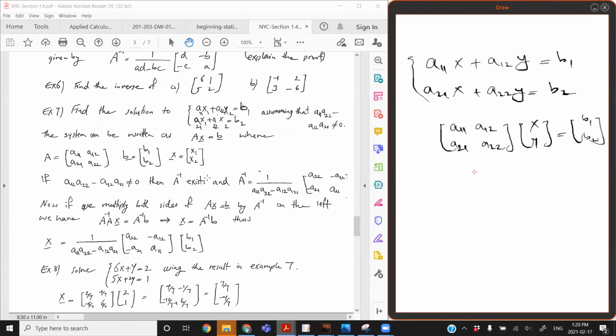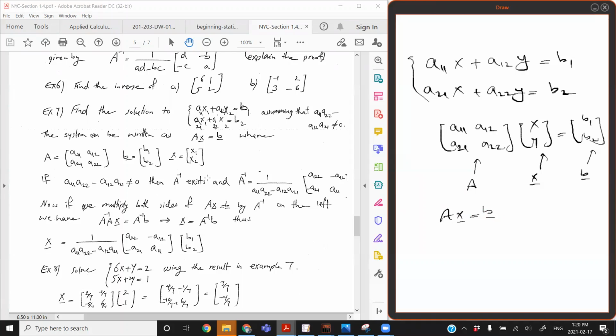So this here is A. It's called the matrix of coefficients. This here would be X. It's the column matrix of unknowns. And this here is B. It's the column matrix of constants. So the linear system can be written in very shorthand notation like this.